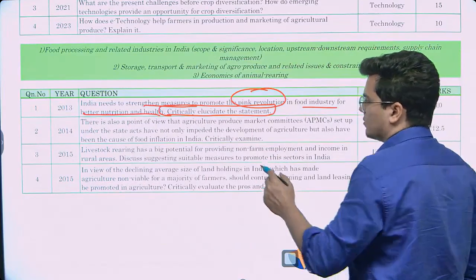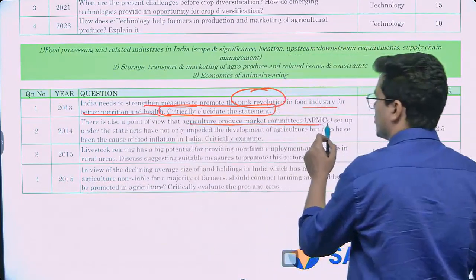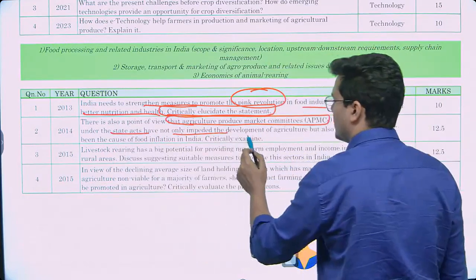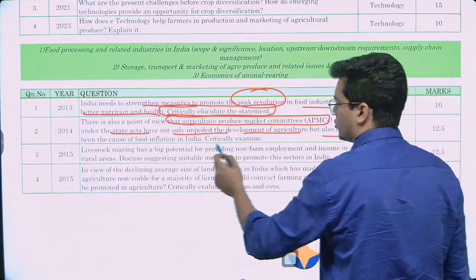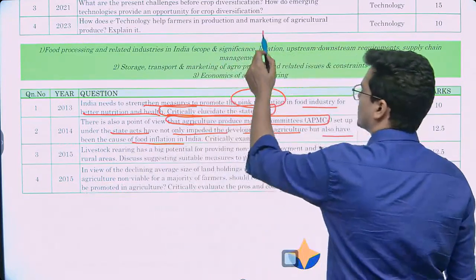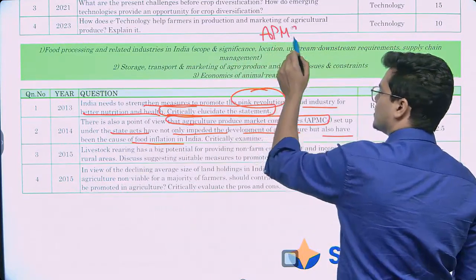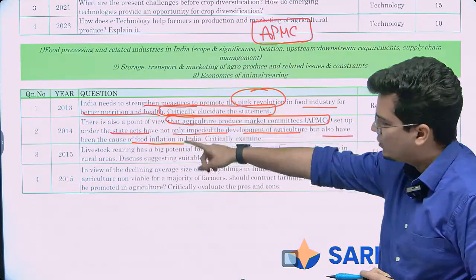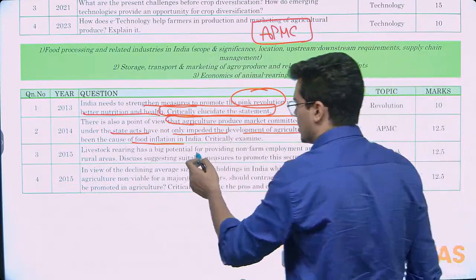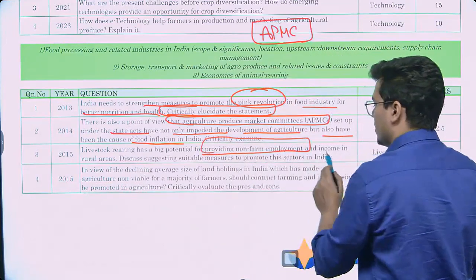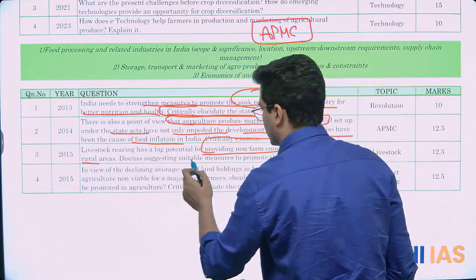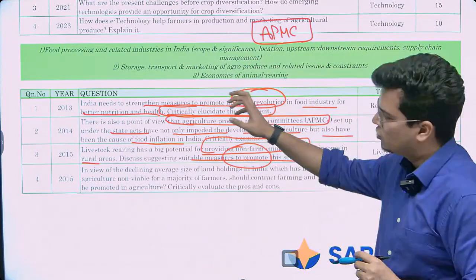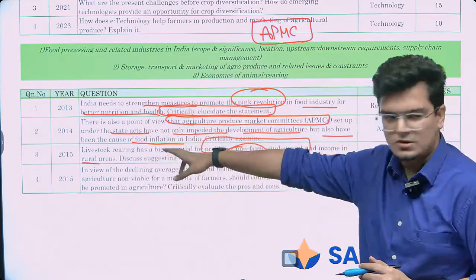Next question. There is also a point of view that agriculture produce marketing committees set up under the state acts have not only impeded the development of agriculture, also have been a cause of food inflation. So here I understood that APMC is something that I have to read in detail. Then there is economics of animal rearing. See the question, livestock rearing has a big potential for providing non-farm employment and income in rural areas, suggesting suitable measures to promote this sector. So again, from economics of animal rearing, a direct question on livestock rearing.